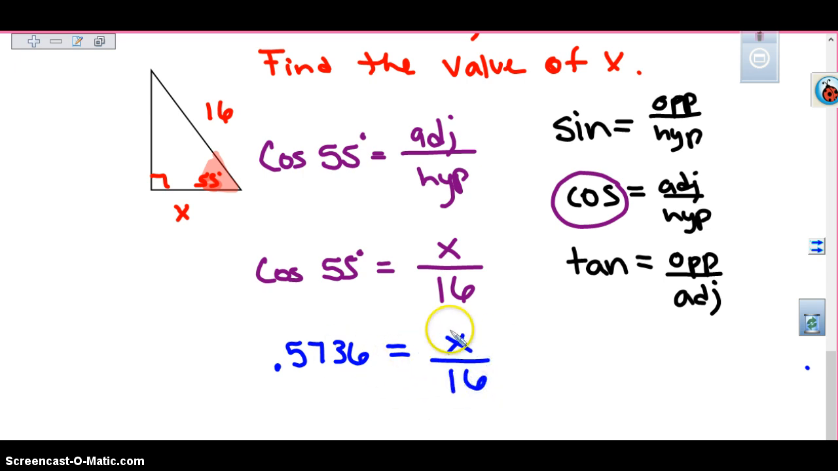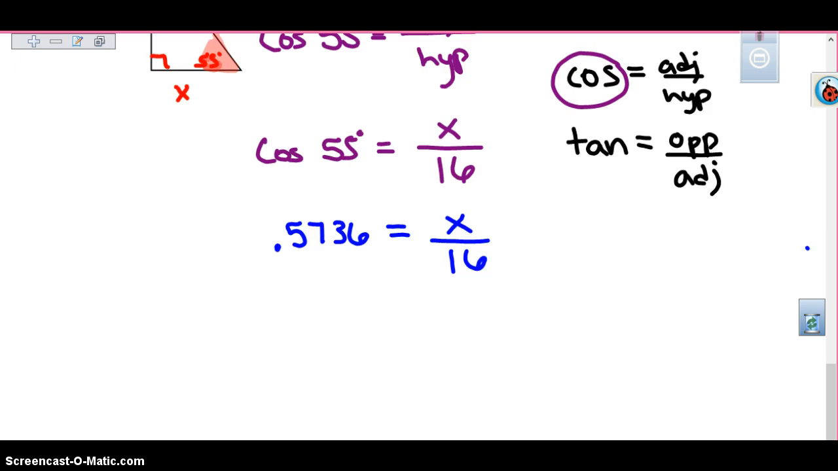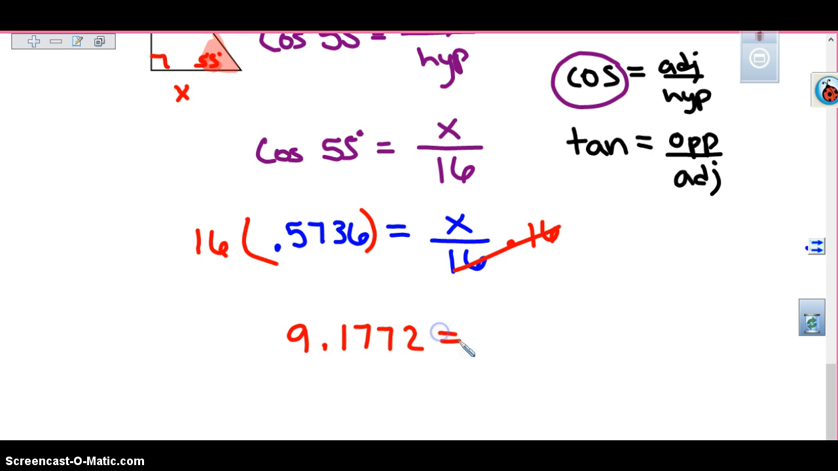We can solve for x like solving a regular equation. That means we have to multiply times 16 on both sides. 9.1772 is equal to x. And we can round this to 9.2, which is equal to x.